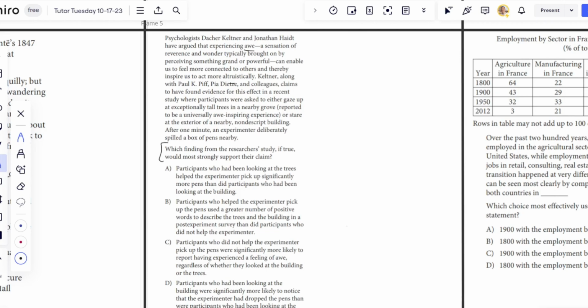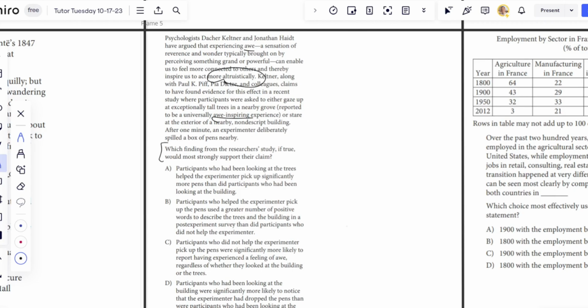Okay, well, if we want the person to act more altruistically, we want them to be connected to others and help others. So I'm guessing that people who saw the awe-inspiring trees would help people. So let's see if there's an answer that supports that. Participants who had been looking at the trees helped the experimenter pick up significantly more pens than participants who had been looking at the building. That seems like a good choice to me.